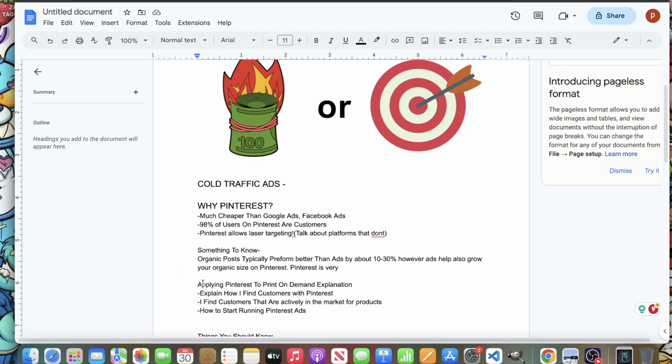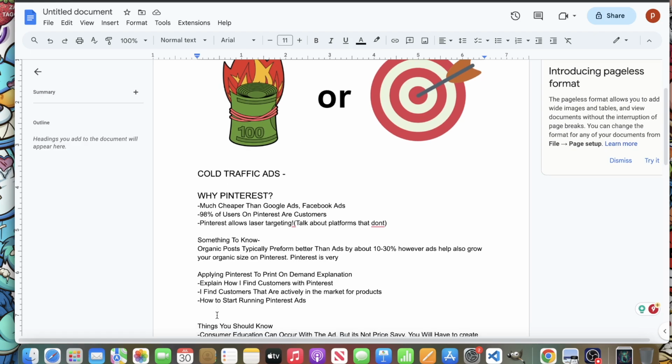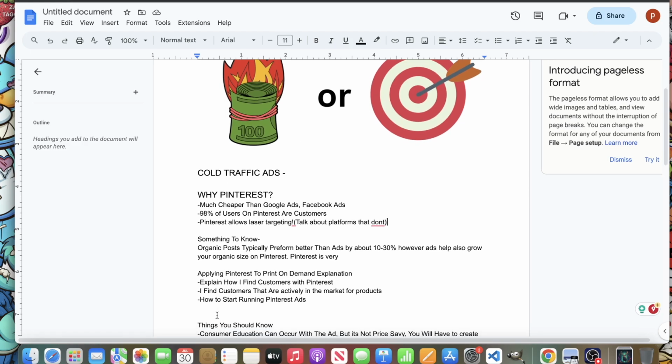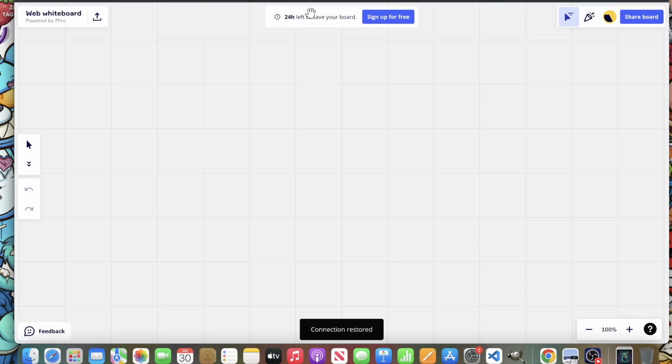Now let's go ahead and go into applying Pinterest to print on demand explanation. I'm going to explain how I find customers with Pinterest, how I find customers that are actively in the market for products, and how I start running Pinterest ads. Now, with that being said, I'm going to do that on the whiteboard, so I'm going to leave that to the end.